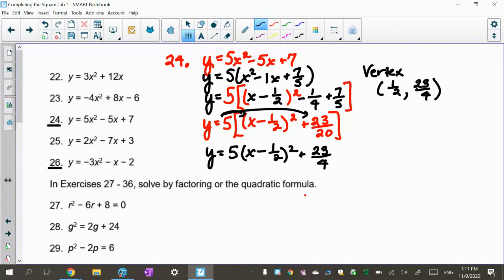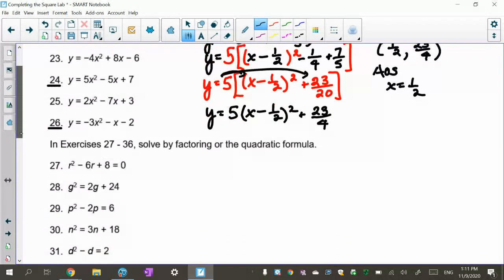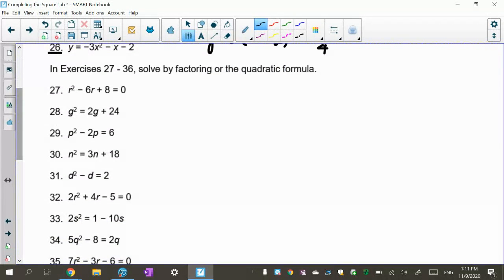And remember, you can check this on your calculator by graphing it and just finding the vertex. Remember, your axis of symmetry is always x equals your x value, so it's x equals a half. So that's number 24. I'm going to do number 26 down here.